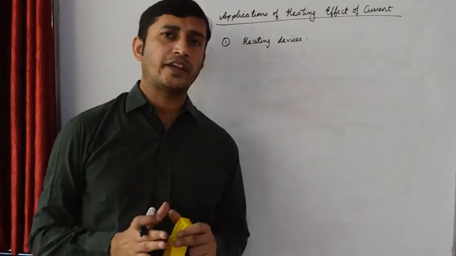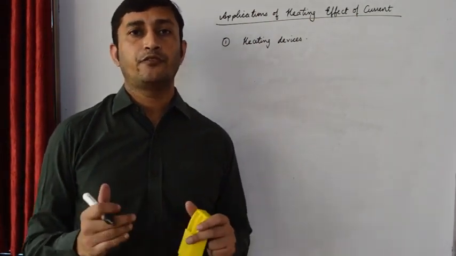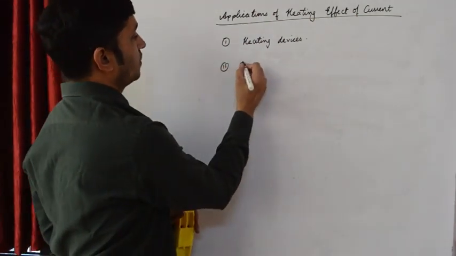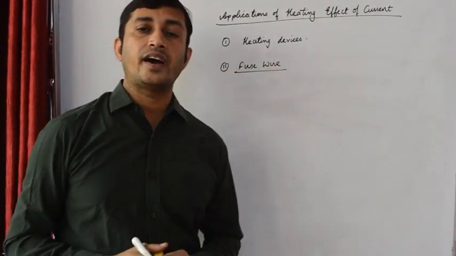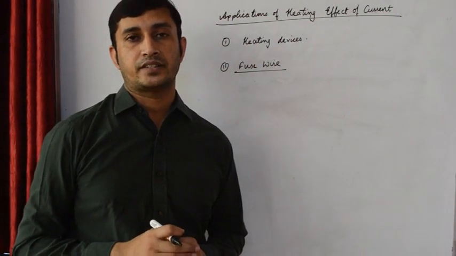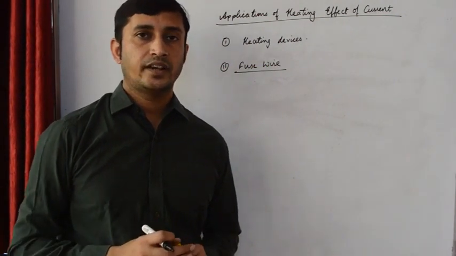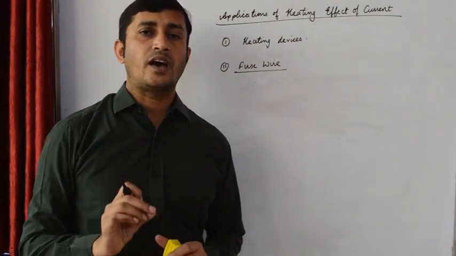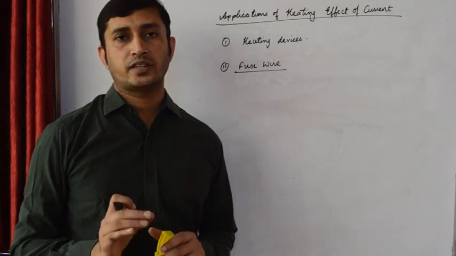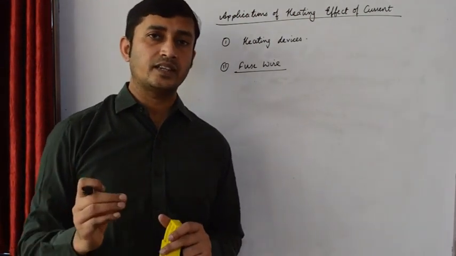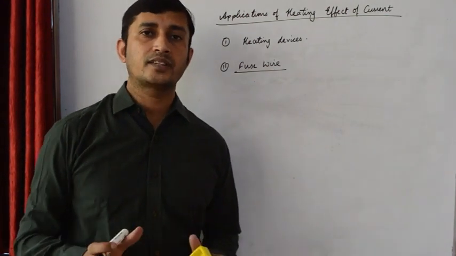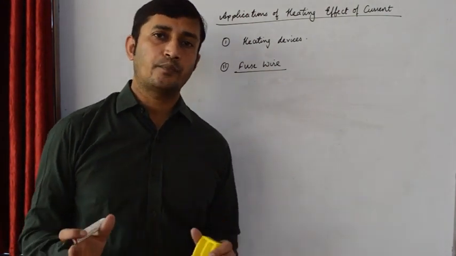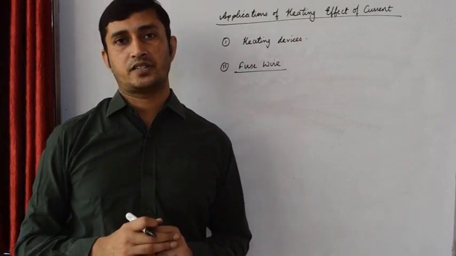One more application of heating effect of current is in fuse wire. Fuse wires are safety wires which are used in our household circuit. Generally they are wires having very low melting point. So whenever current exceeds a limit in our circuit, this fuse wire melts and breaks the circuit so that different appliances may not get damaged.